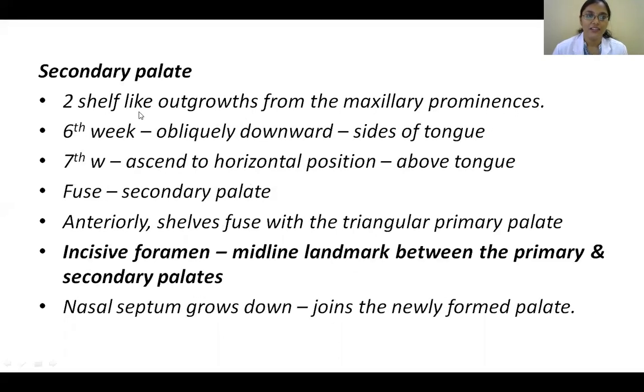The secondary palate consists of shelf-like outgrowths from the maxillary prominences. Initially in the 6th week, they are obliquely downward, on the sides of the tongue. In the 7th week, they ascend to the horizontal position above the tongue, and they fuse to form the secondary palate. Anteriorly, they fuse with the triangular primary palate. And this incisive foramen is the landmark between the primary and the secondary palates. And the nasal septum grows down to join the newly formed palate.